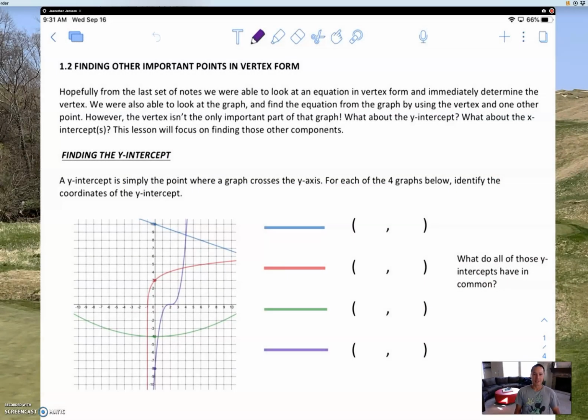Last week, in the last set of notes, we were able to look at an equation in vertex form and say, hey, that's the vertex. Then we looked at the graph, and we were able to find the equation by looking at the vertex and then any other point on the graph. But it's not all about the vertex. We still have to find the Y-intercept and the X-intercept or X-intercepts. So this lesson will focus on all of those other things that we can find from vertex form.